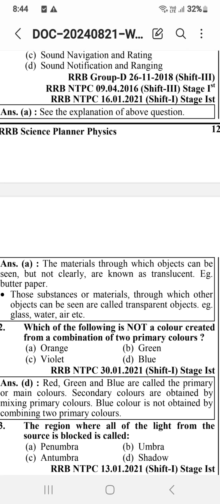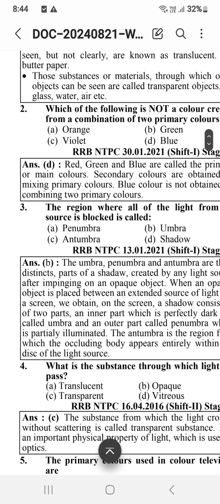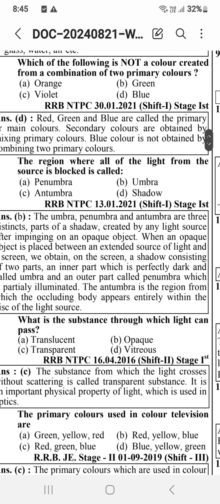The region where all of the light from the source is blocked is called a shadow. No, umbra. Umbra and penumbra are the distinct parts of a shadow. What is the substance through which light can pass? Transparent. The primary colors used in color television are called red, green, blue.